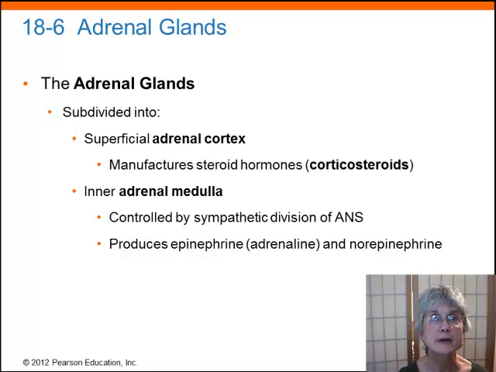The adrenal glands are subdivided into an outer layer called the cortex and an inner layer called the medulla. You might remember we use these terms in relation to the brain and other organs as well. The cortex provides steroid hormones, which are called the corticosteroids because they're produced by the cortex. The inner layer, the adrenal medulla, is an extension of the nerve tissue of the sympathetic nervous system.